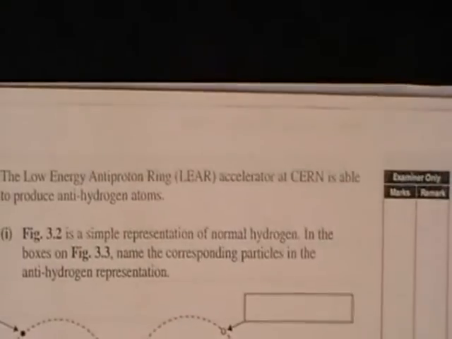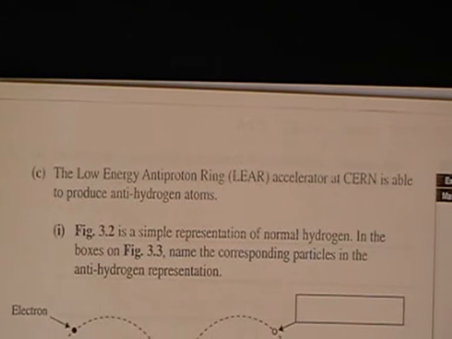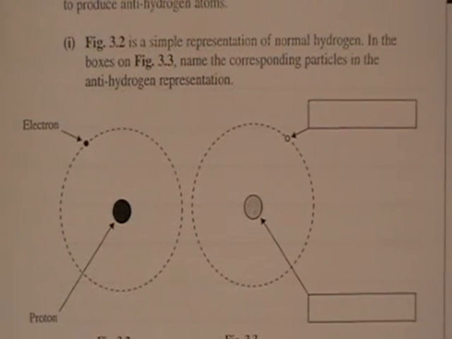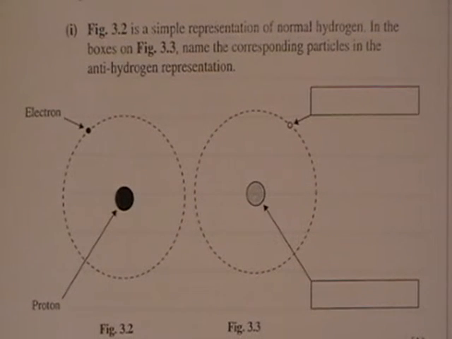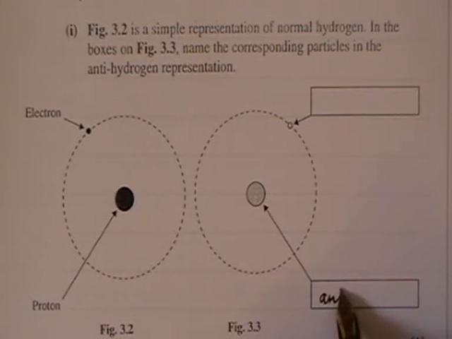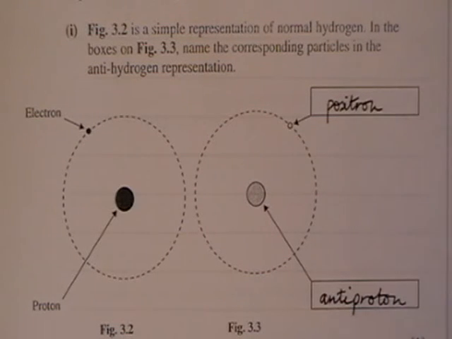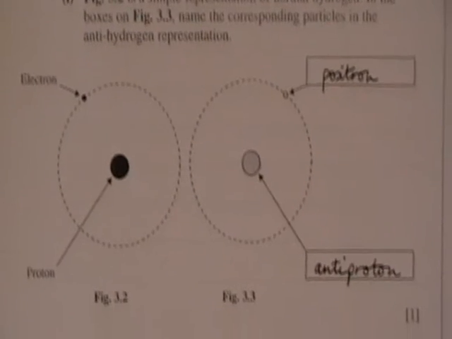Part C of this question then looks at the low energy antiproton ring accelerator at CERN and what it does. So it produces anti-hydrogen atoms, and so we've got a simple representation of normal hydrogen, and then we've got the anti-hydrogen. So we're asked to put in what this would be in the top box and what this would be. So here this is an electron, this is a proton, therefore in the nucleus we're going to have an antiproton, and circulating around that we're going to have a positron. Very simple for just the one mark there to think about that.